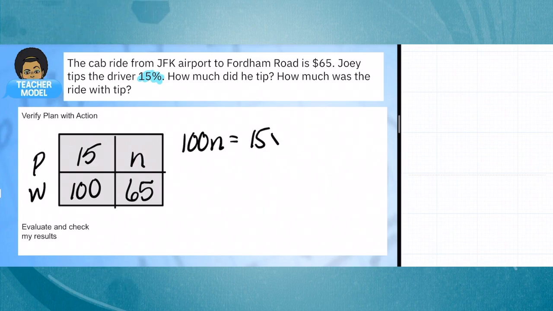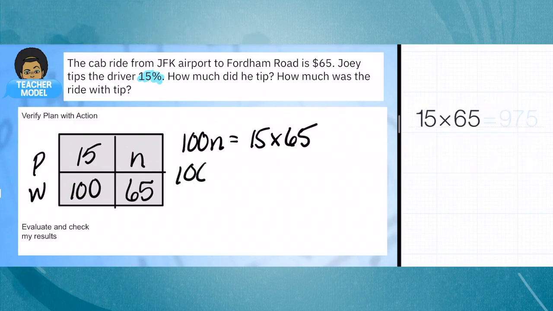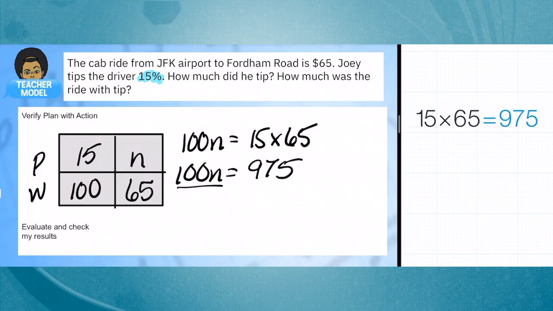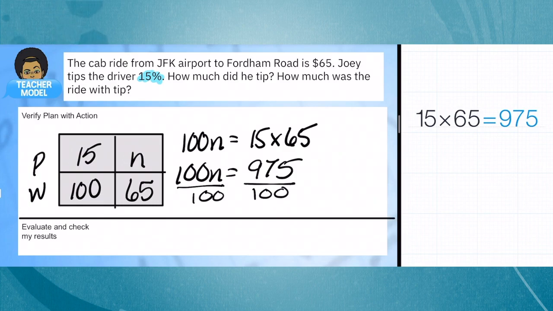Let's set this up. 100n is equal to 15 times 65. And we're going to have the number 975. We're going to divide by 100. And again, let me give myself space so that I can write my sentence at the end. And so our number is equal to $9.75. And again, what math are you not seeing? You're not seeing me go to the left to divide by 100. But that's how much the tip is.